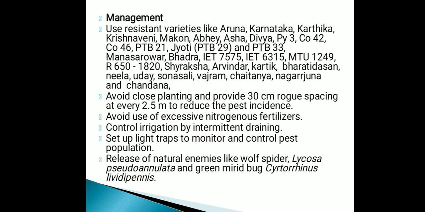How to control: use resistant varieties like Karuna, CO46, Bhadra, PTP33. The second method is to avoid close planting and provide 30 centimeter spacing at every 2.5 meters to reduce the pest. The third one is to avoid excessive use of nitrogenous fertilizers. The fourth method, control irrigation by intermittent draining. Then set up light traps to monitor and control pest populations. The last method is to release natural enemies like wolf spider, Lycosa pseudoannulata, and green mirid bug.